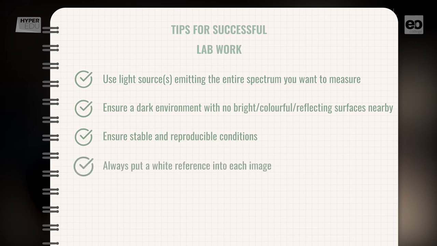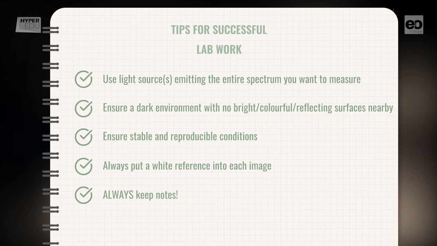Always put a white reference into each image to enable conversion to reflectance units. In case your targets are not very bright, you may use a gray reference with a lower albedo to be able to increase the sensor's integration time to improve the signal-to-noise ratio of your measurements. If possible, the white or gray reference should be present in every column of the hyperspectral image to be able to correct for differences in the illumination power. And finally, keep notes. Otherwise, you'll never be able to recollect what you've been doing.